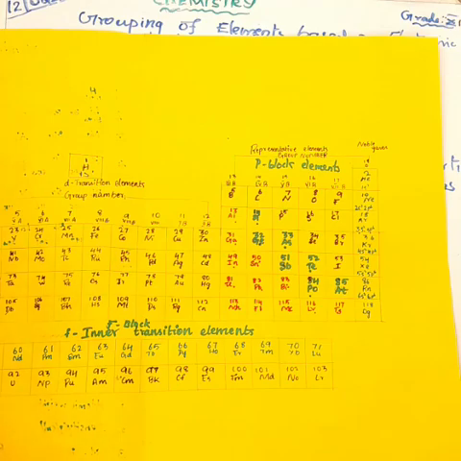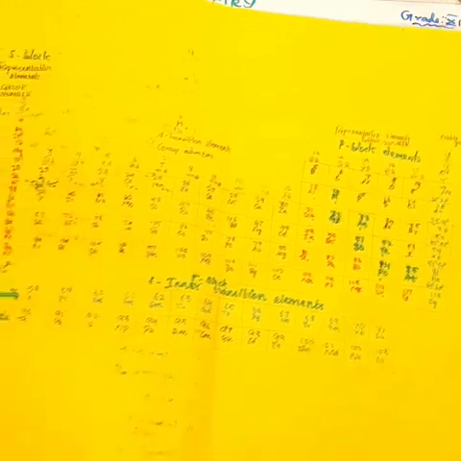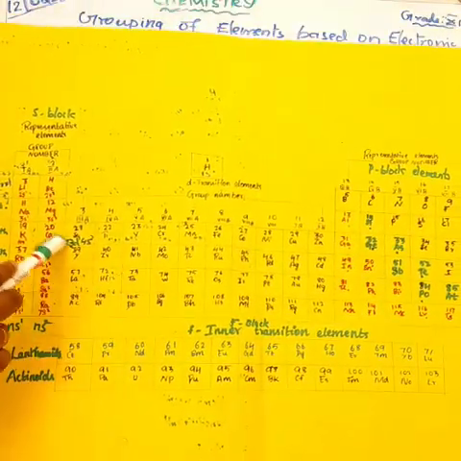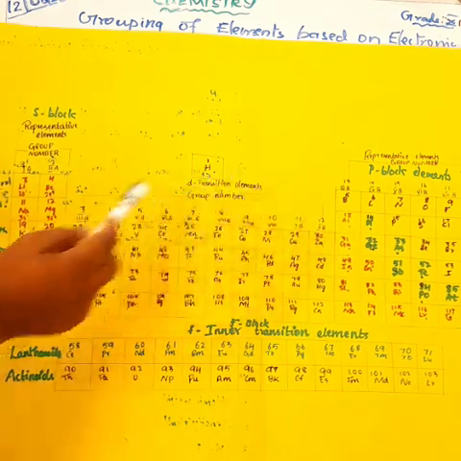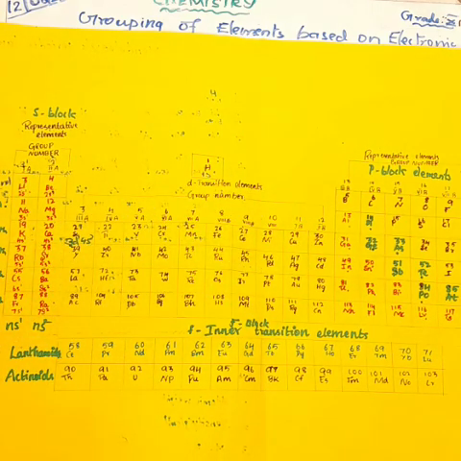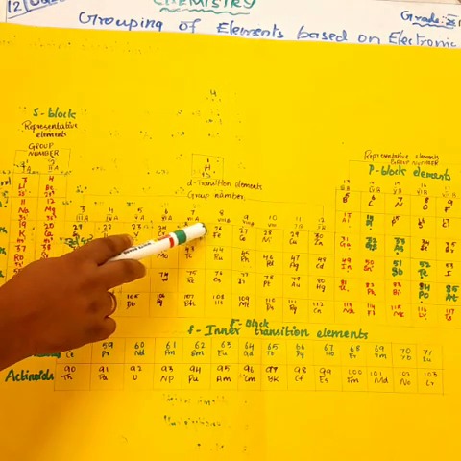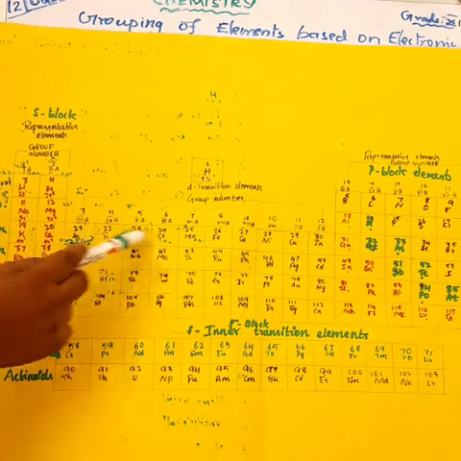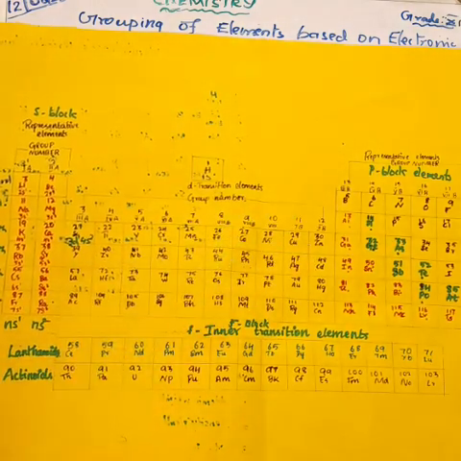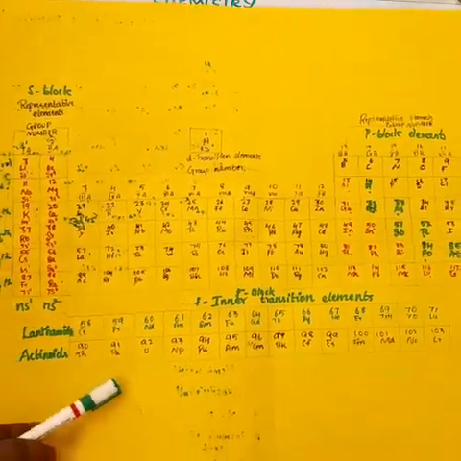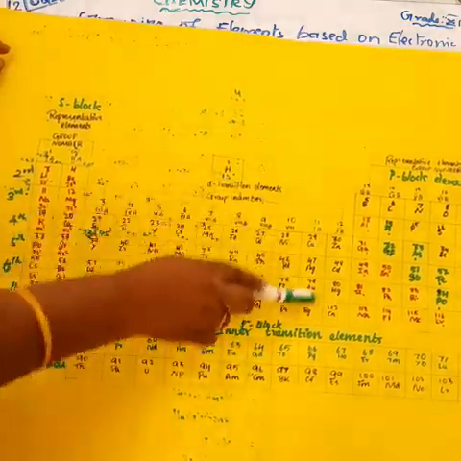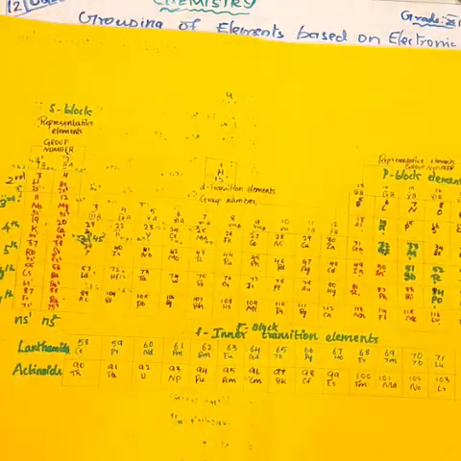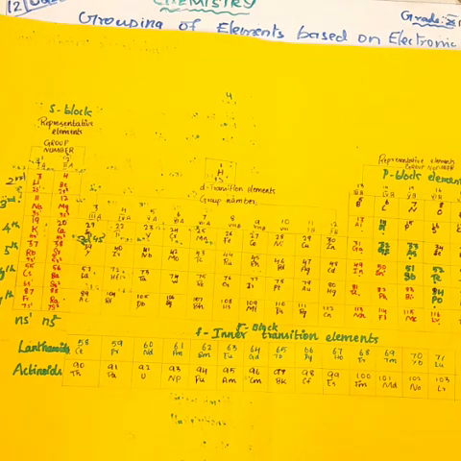The middle elements start from the 3d orbital, 3d1 to 3d10. The electronic configuration enters the d orbital, starting from 3d1 to 3d10. So the middle elements are called transition elements, and they are also called D block elements.